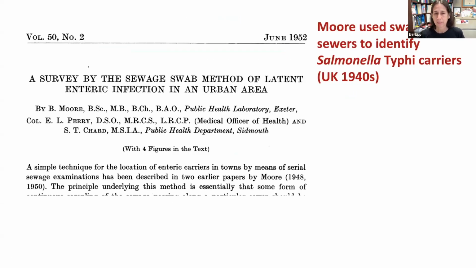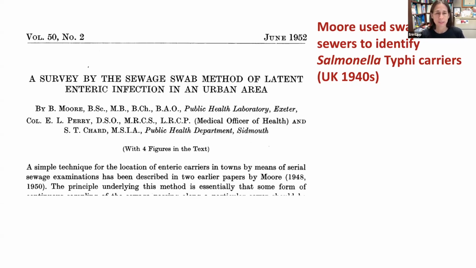In fact, our ability to look at infectious agents in sewage goes far earlier than the work that was being done on opioids and chemicals. If you go back to 1952, Sir Brendan Moore in the UK was using swabs installed in sewer lines to identify households that had active cases of Salmonella typhi and paratyphi. The Moore swab is still used to this day as a passive sample collector in a lot of contexts.